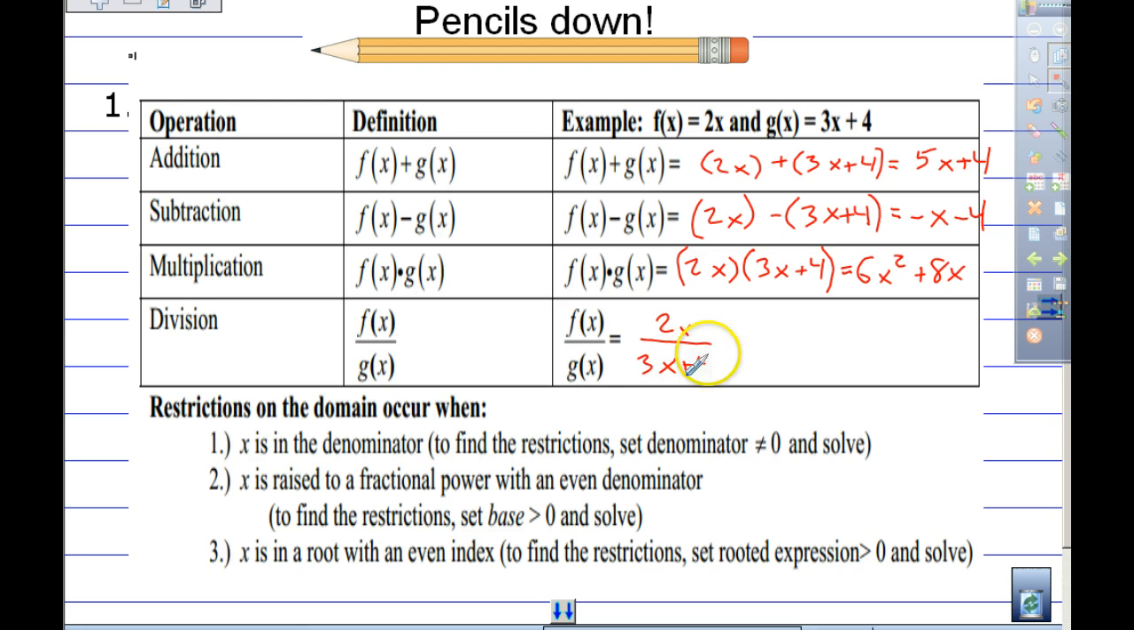3x plus 4 on the bottom. Now, does anything simplify? It's a fraction, so you have to look to simplify. Does anything simplify here? Go ahead and say no. No, nothing simplifies.